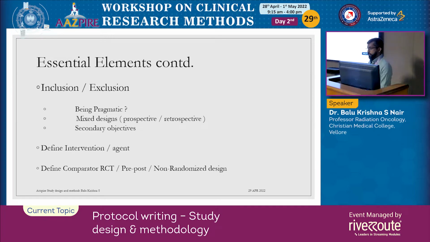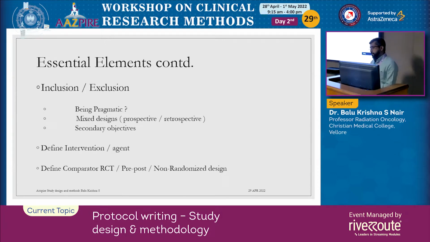When you have mixed designs, when you have a prospective component and an added retrospective component, and that's a very common mistake that we see, the inclusion is common for both, which may not work. Please think whether the retrospective component can have the same inclusion. If not, you write another set of inclusion for your retrospective cohort. What are the secondary endpoints? Secondary objectives, if you have, please think of them also in your inclusion criteria. Okay, you can even add another inclusion set for your secondary objectives for that particular analysis.